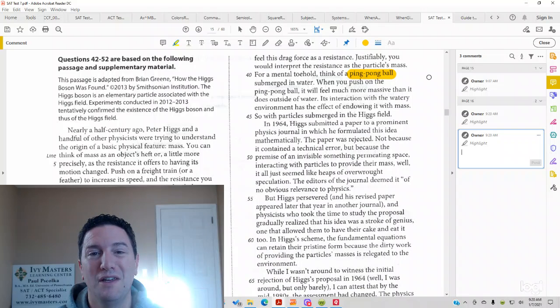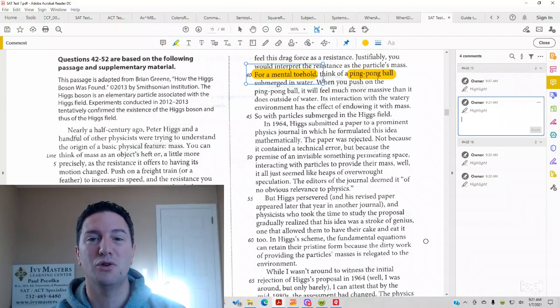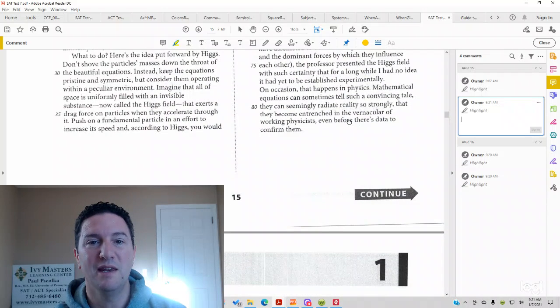One thing that you have to keep in mind for line reference questions is that you have to get context. You've got to read before and after the line. And even if you didn't, notice how line 40 starts, for a mental toe hold. A mental toe hold on what? He's saying, in order to get your footing here, in order to understand where we're coming from on the point, on what point? We really have to read before. So we're going to read from the beginning of the paragraph, understand what he's talking about, and that's going to better equip us to answer the question.